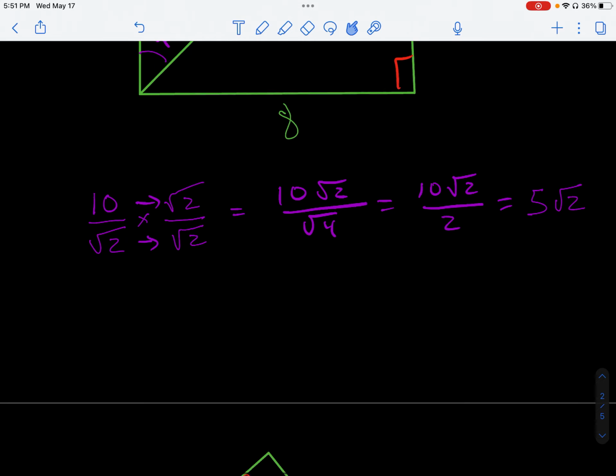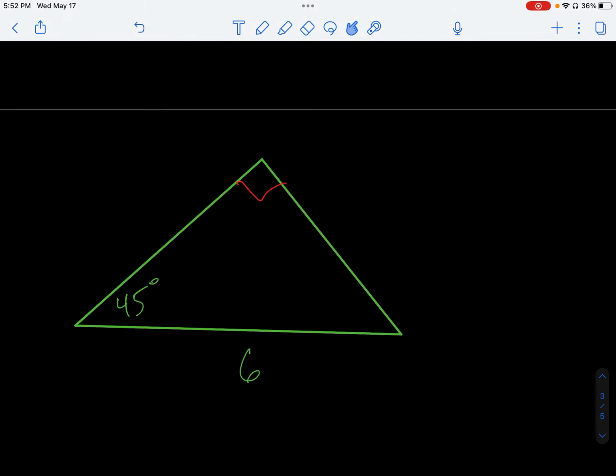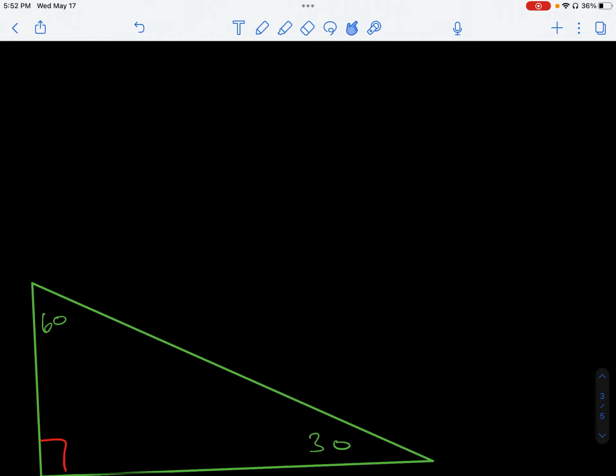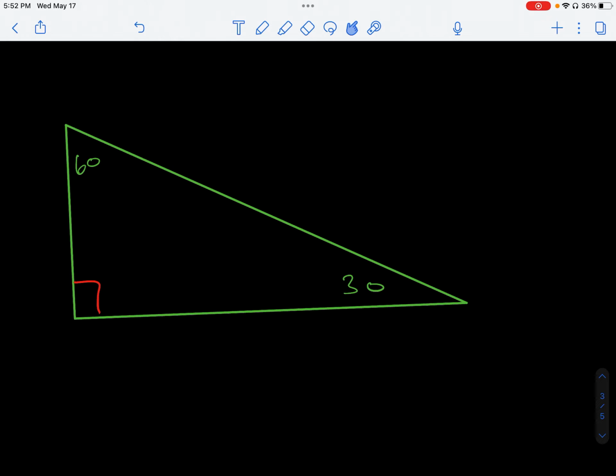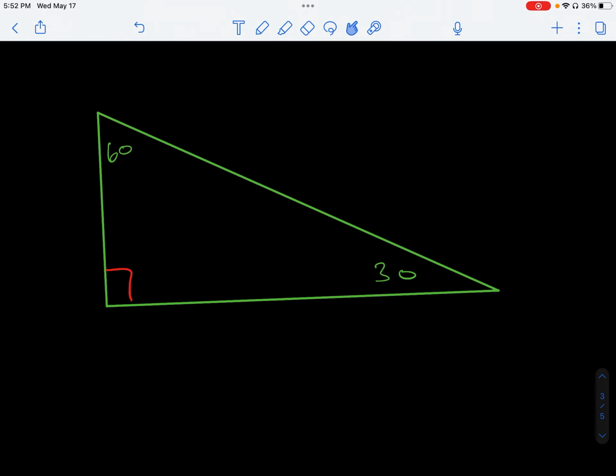And we're going to move on to our second type of special triangle, and that is our 30, 60, 90 triangle. In our 30, 60, 90 triangle, the short leg, and the legs are the two sides that form the right angle, is going to be x.